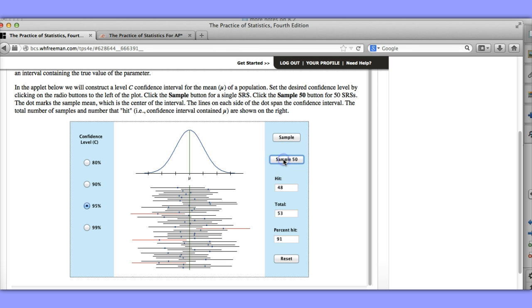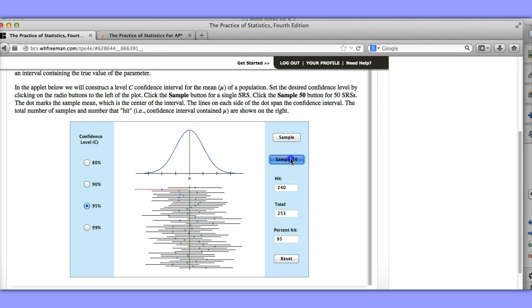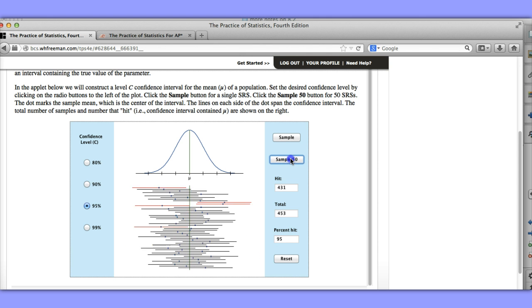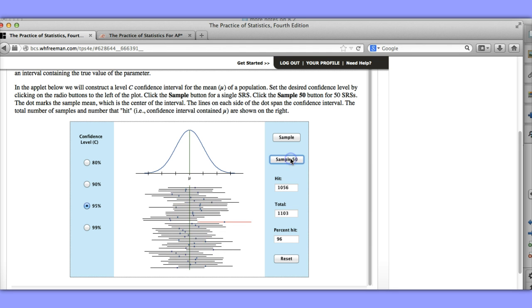And let's just go to sample 50. So we can see here that I've sampled 503 actually in total. I've got 91% that have captured the truth. Let's do another sample of 50. There's 94% that have captured the truth. So 97 out of 103 and so on. And you can see that eventually, as I do this more and more times, this settles down to around 95%.